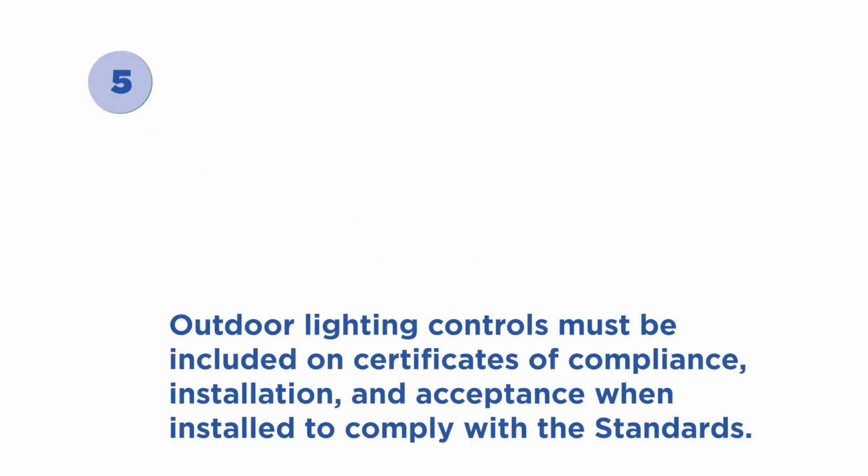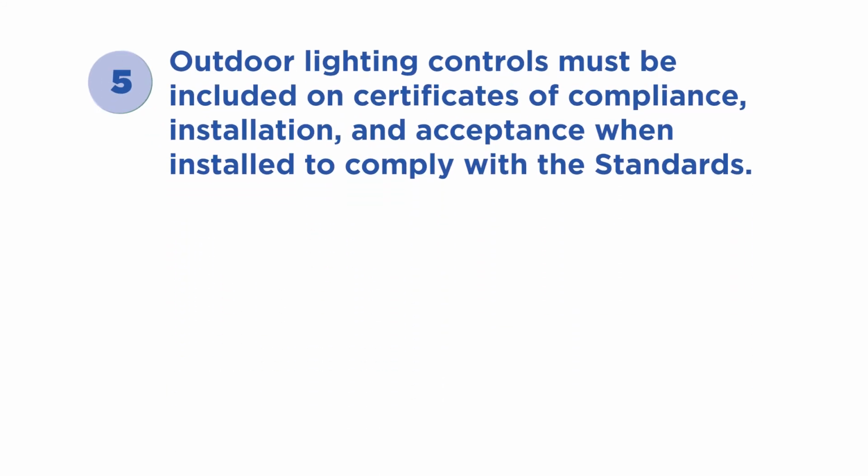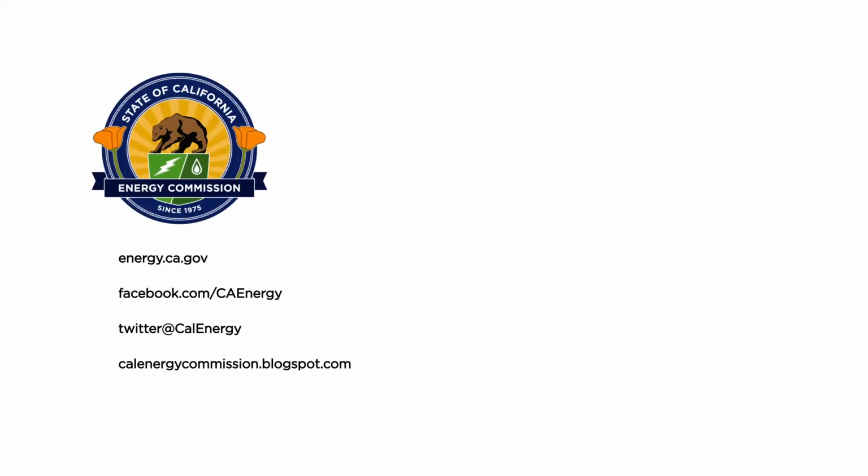Requirements for dimming and occupancy-based controls exist for many other types of specific applications. And outdoor lighting controls must be included on certificates of compliance, installation, and acceptance when installed to comply with the standards. This concludes Module 7.